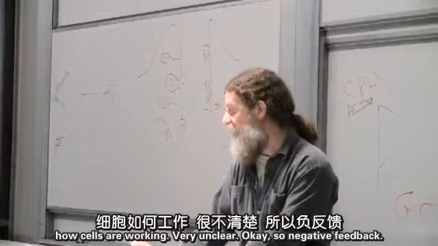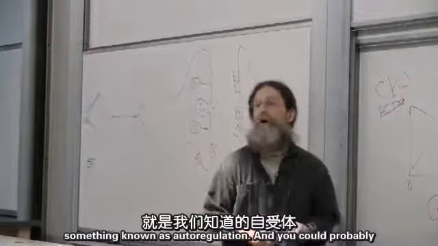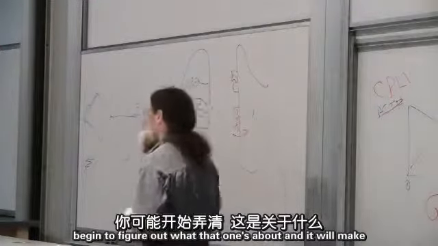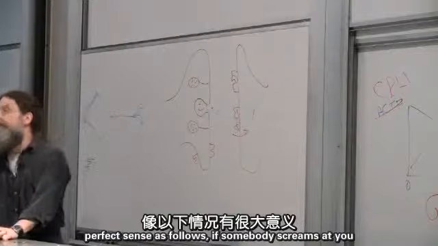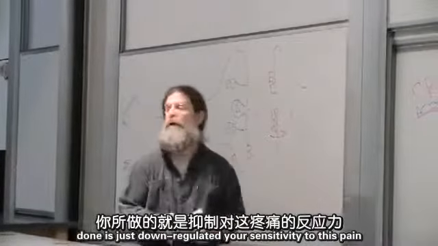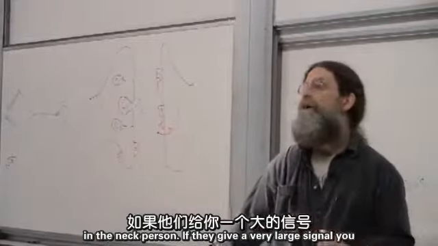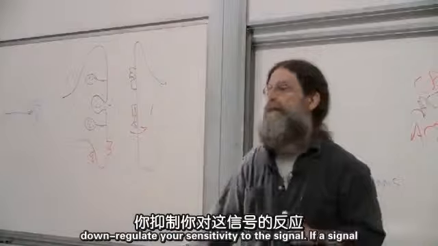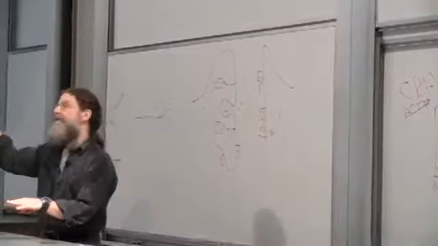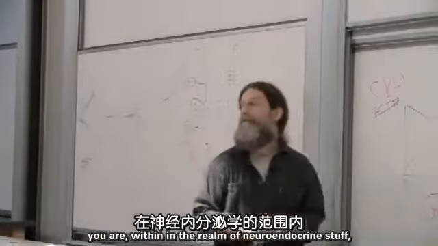Okay, so negative feedback. Next elaboration, something going on at the receptor level. Something known as autoregulation. And you could probably begin to figure out what that one's about, and it will make perfect sense as follows. If somebody screams at you all the time, you stop listening to them. And what you've done is just down-regulated your sensitivity to this pain in the neck person. If they give a very large signal, you down-regulate your sensitivity to the signal. If a signal instead becomes very weak, very often you will increase the attention you pay to it. You are showing autoregulation.